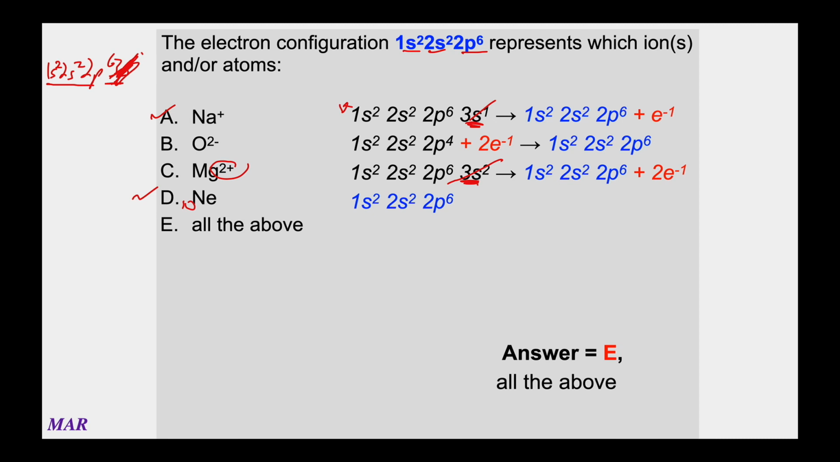Oxide, which I saved for last, you're adding 2 more electrons. It has a negative charge. You're going to put them in the lowest unoccupied orbital first. 2p holds up to 6. Oxide also is 1s2, 2s2, 2p6. They're all the same electron configuration.